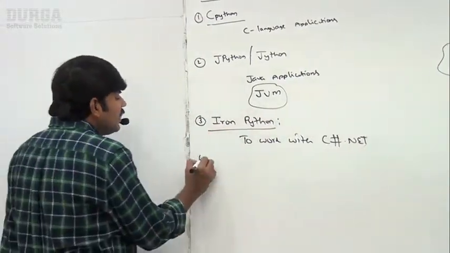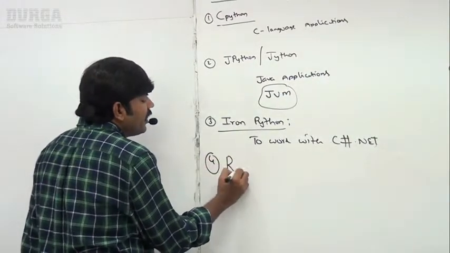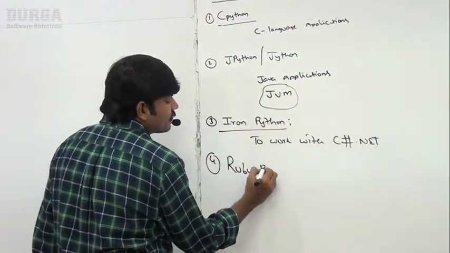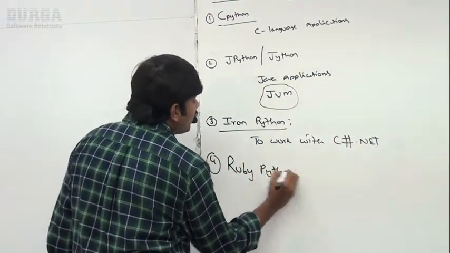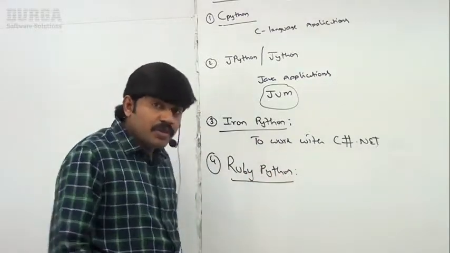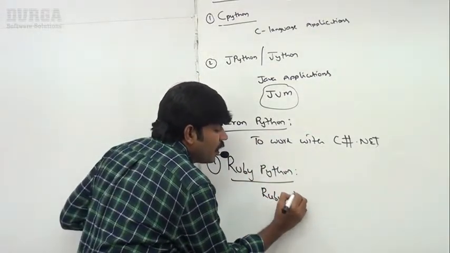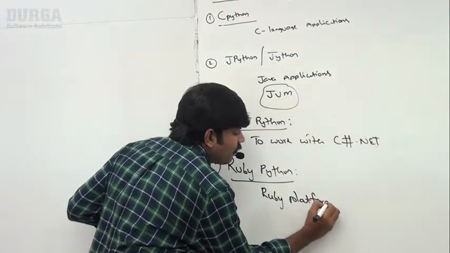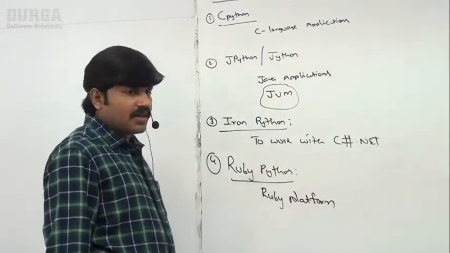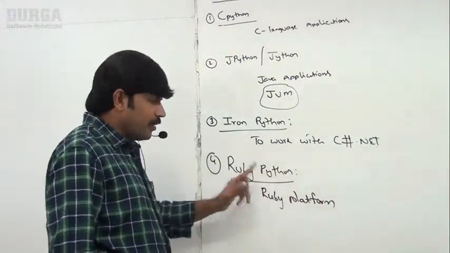Next, I hope you are aware of Ruby Python. What is this one? Ruby Python is to work with Ruby applications, to work with the Ruby platform. So which version of Python came? Ruby Python came into the picture.